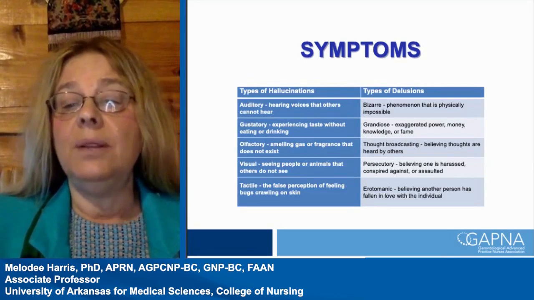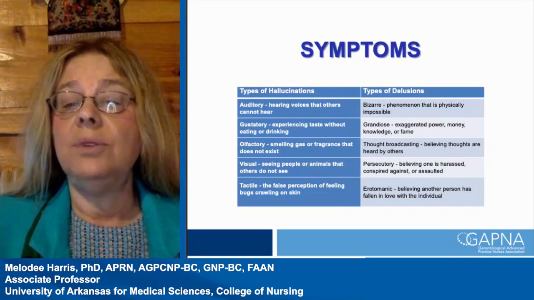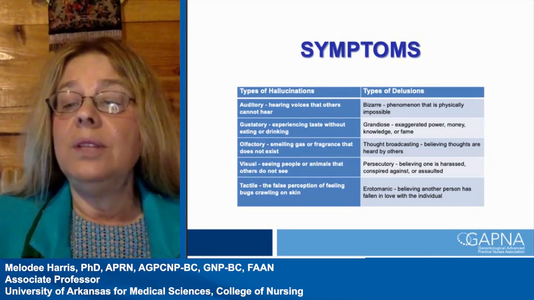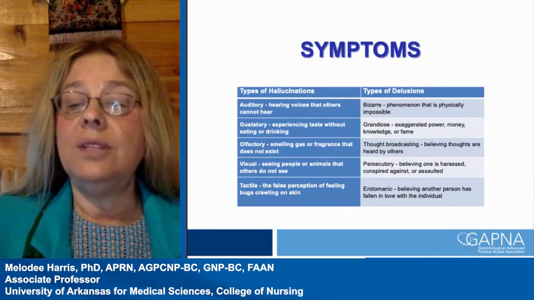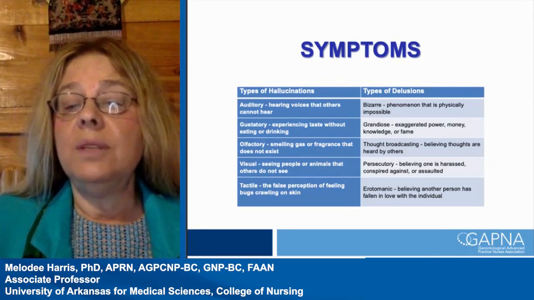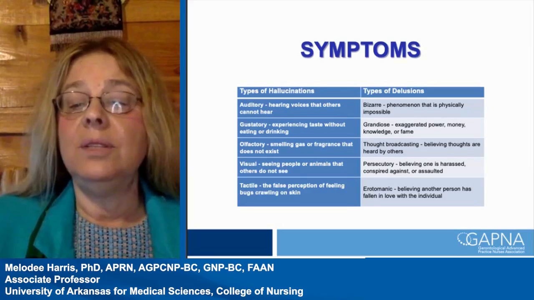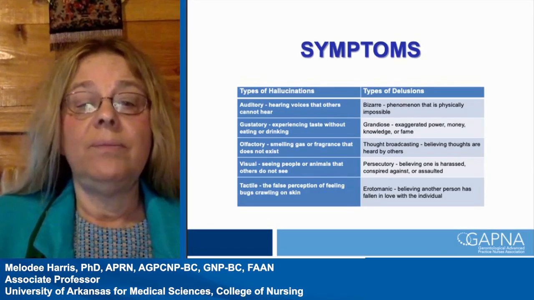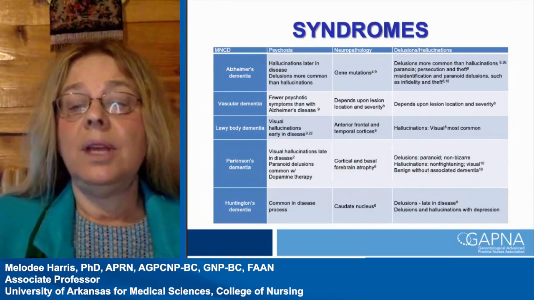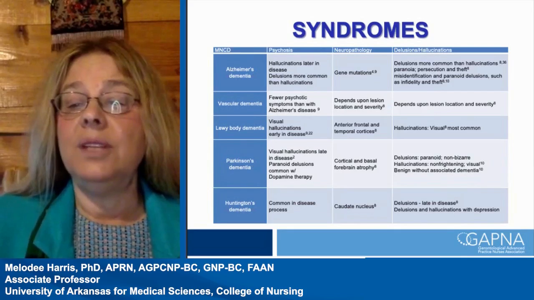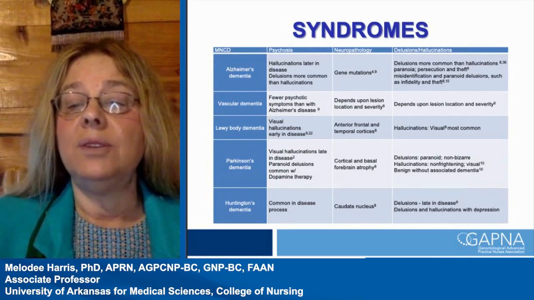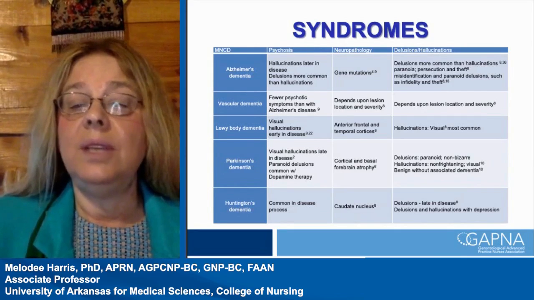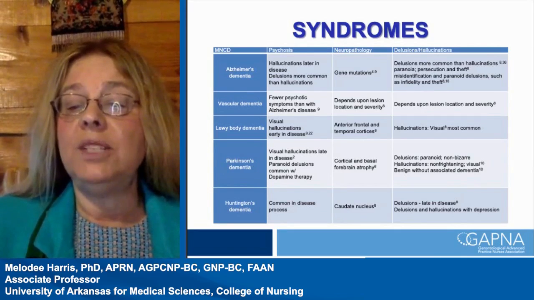Delusions are more common than hallucinations. Delusions tend to occur earlier, and hallucinations occur in the later stages of dementia. For persons living with dementia, there are poorer outcomes with combined delusions and hallucinations than with delusions or hallucinations alone. Specific types of hallucinations and delusions are neuropsychiatric syndromes and are often associated with certain types of dementia.